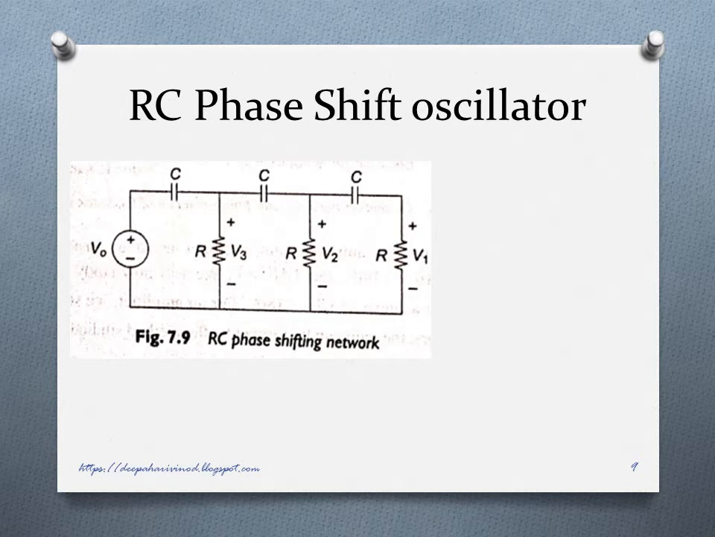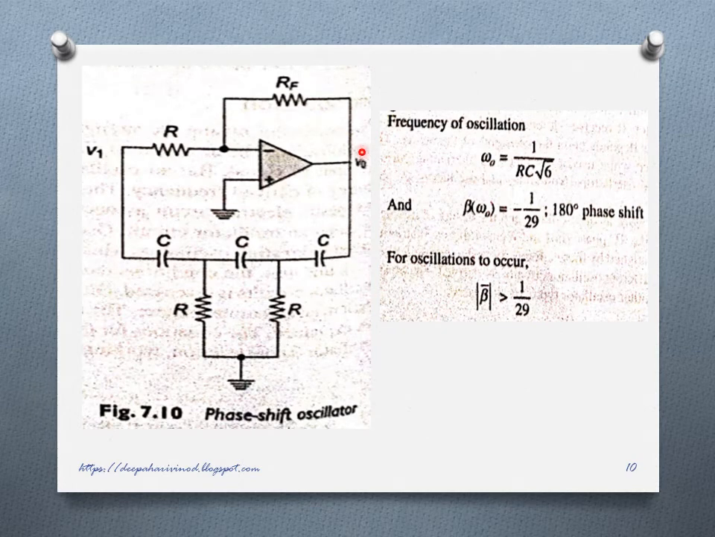So here we can see the RC phase shift network. Phase shift is achieved by this RC network. Because of the loading effect, 3 RC stages are needed as shown in the figure here. Here we can see the phase shift oscillator circuit using op-amp.